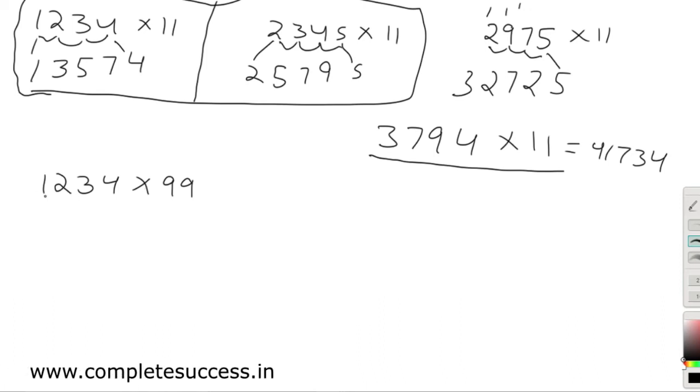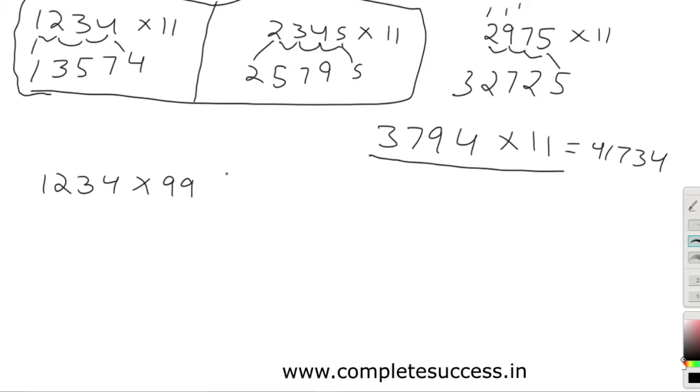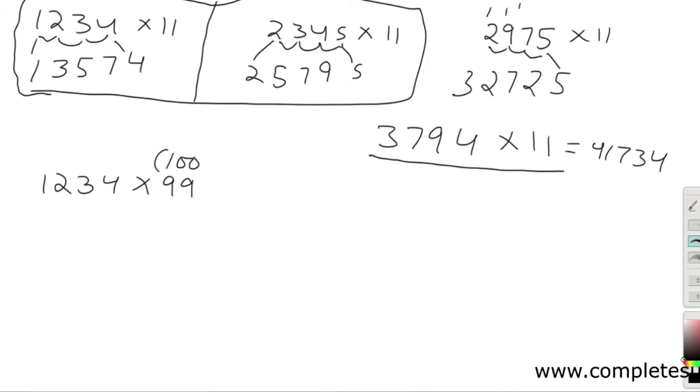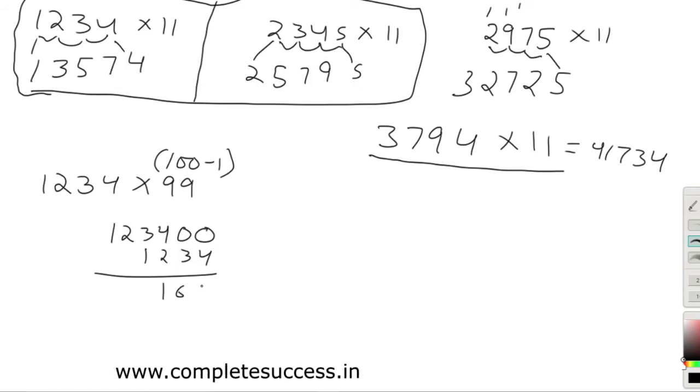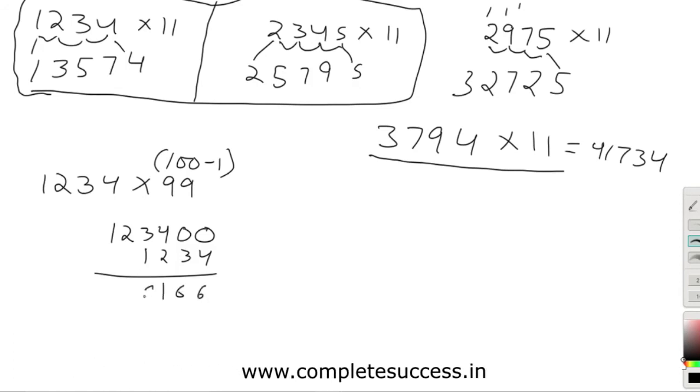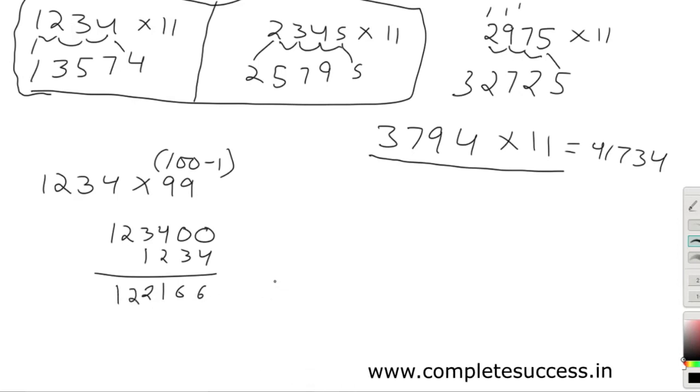So next we are doing 1234 into 99. In this case, multiplying it with 99, what can we do? We can use 100 minus 1. So 1234 into 100 is 123400 minus 1234. Is it clear? So your answer becomes 122,166.